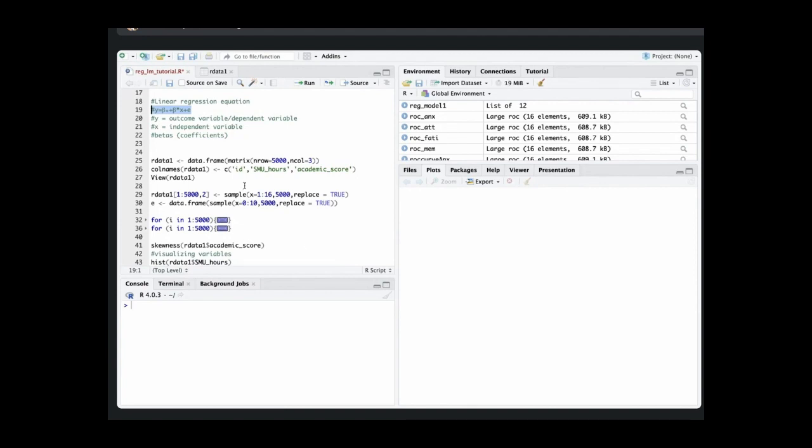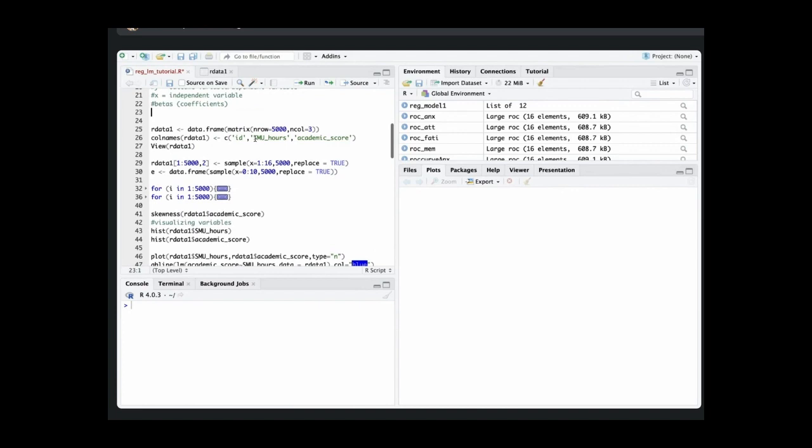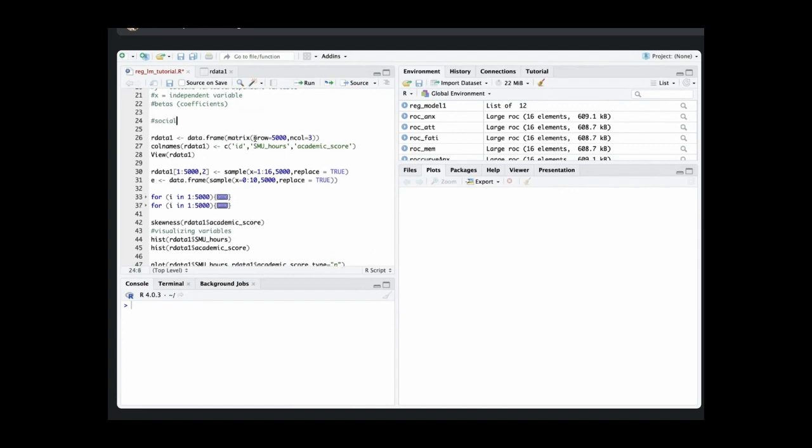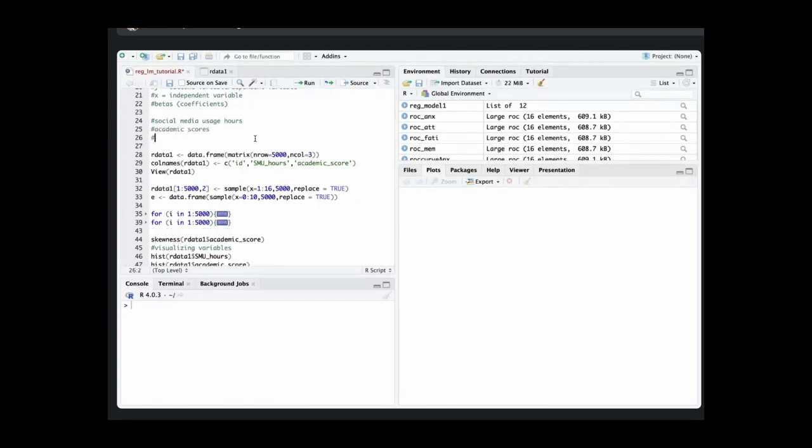Okay? So moving further, I've just recreated or simulated a fake data set. This data set is all about social media usage hours, essentially how many hours people spend on an everyday basis on social media, right? And another variable in this data set includes their academic scores, right? So essentially, we are trying to understand how social media usage affects the academic scores of individuals, right? This is the research question that we are interested in studying in this data set.